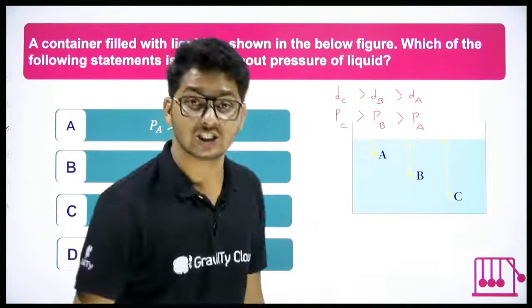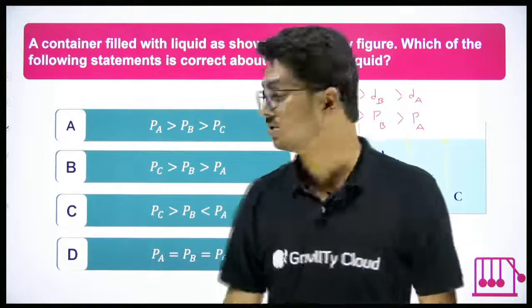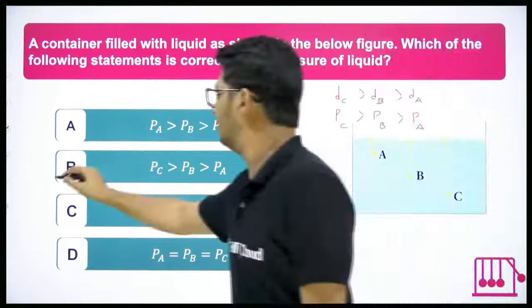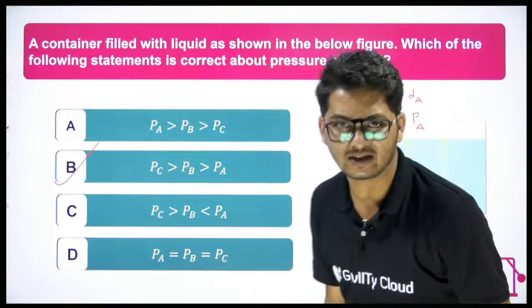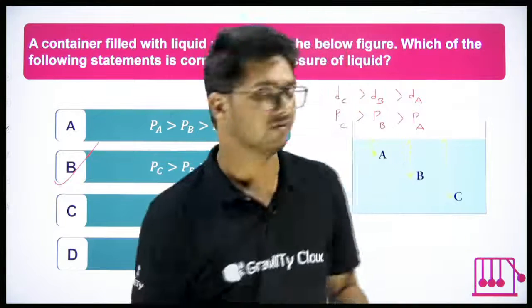That is the correct relationship, and we just have to look at the options. And it would be option B, C, B, A. Got it? Very simple. Wonderful. Let's continue.